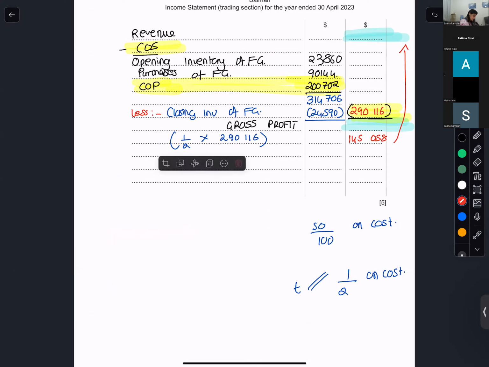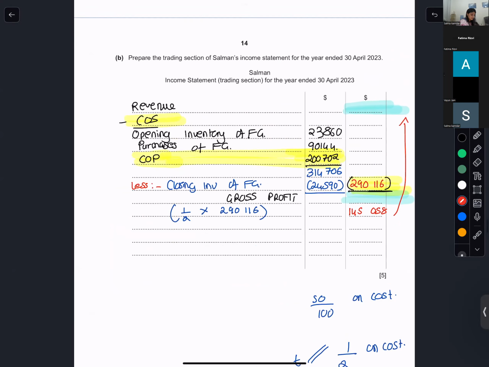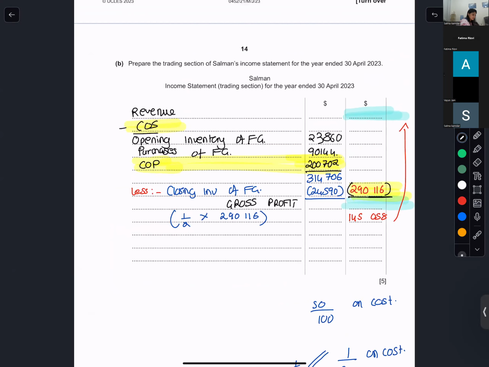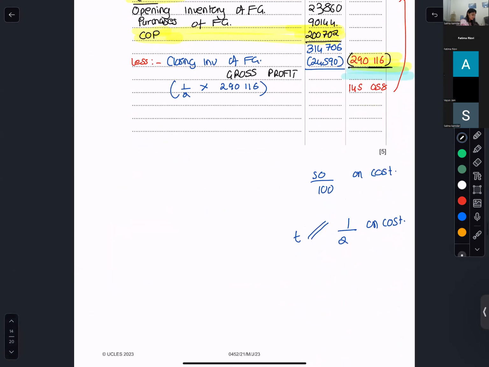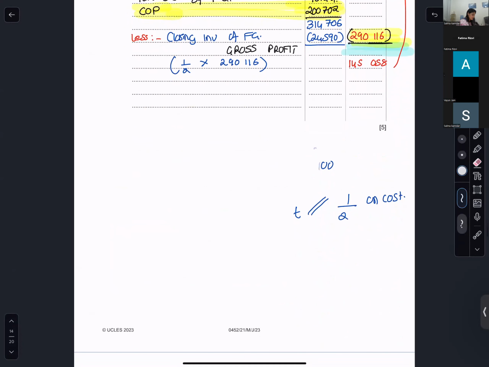So if I'm going from down to up, I will get my revenue as well. So we'll add it and we'll get 435,174. So this gives me my revenue. Are you with me? Yes. Come on, go ahead.